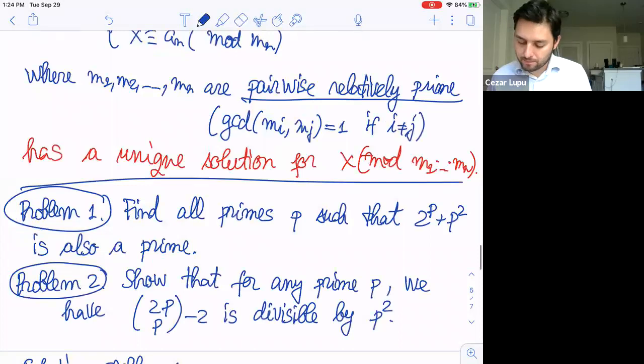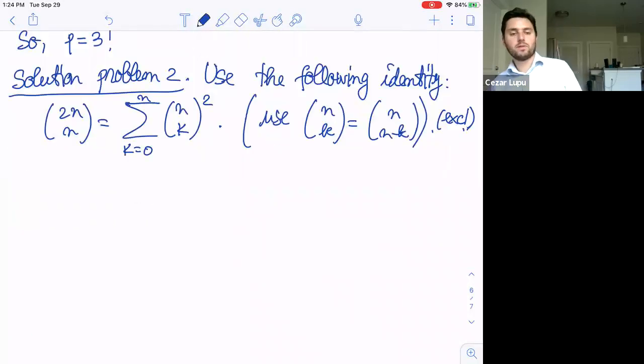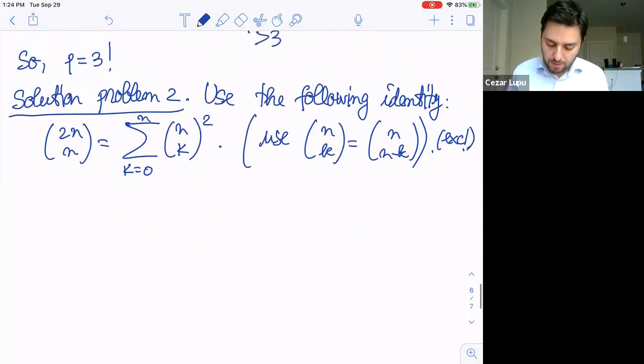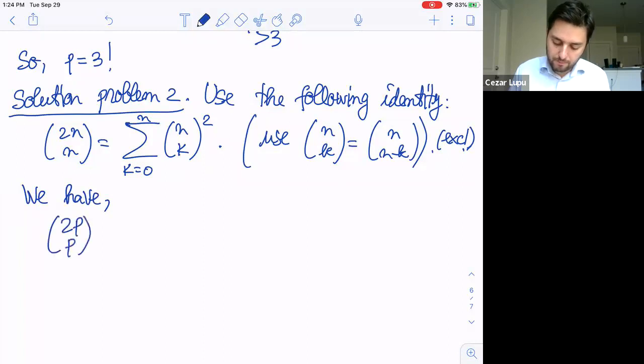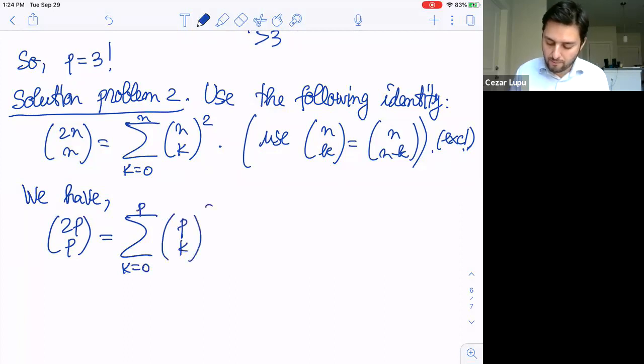So now let's use it. So this is an exercise for you to prove this. And now let's use it. In our case, it will be for our prime. So keep in mind that we have 2p choose p. So we said this is nothing else than the sum from k equals 0 to p of p choose k squared, right?